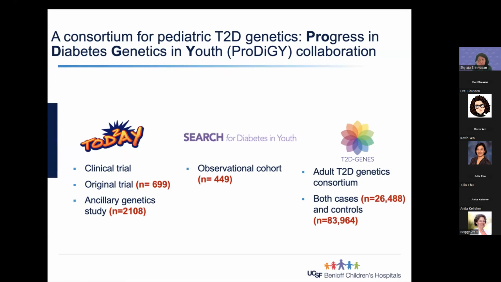And then adult T2D-GENES is an adult genetics consortium with access to tens of thousands of cases and genetic information related to cases and controls. Putting all this together, we now have over 3,000 cases of pediatric type 2 diabetes, and all of these individuals have genome-wide genotyping as well as whole exome data.